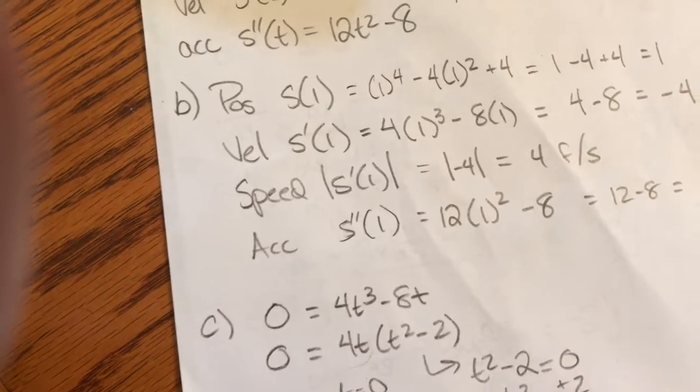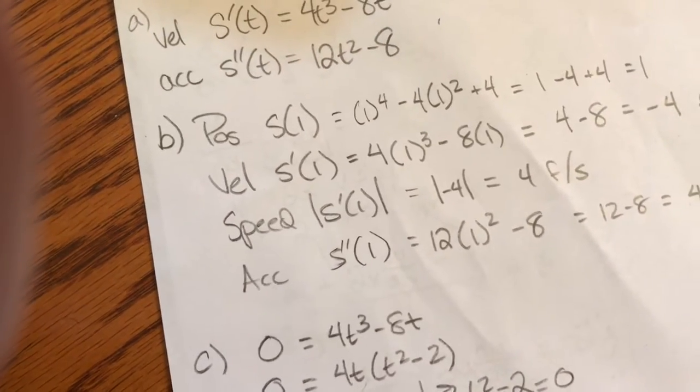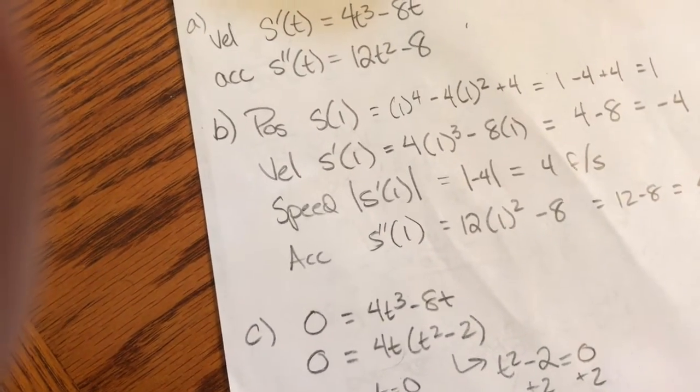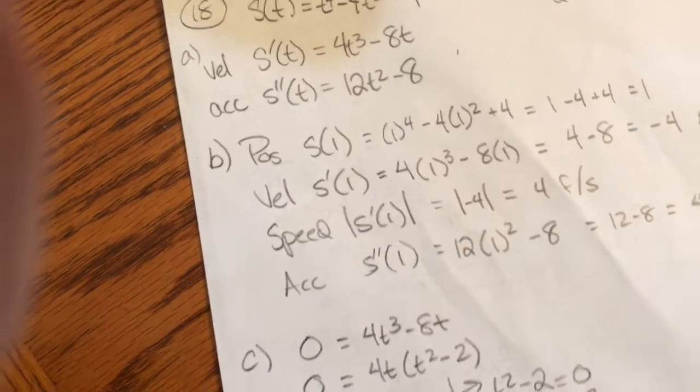My time is going to be plus or minus square root of 2. You can't have negative times, so we're going to get rid of the plus or minus part. My time is the square root of 2.